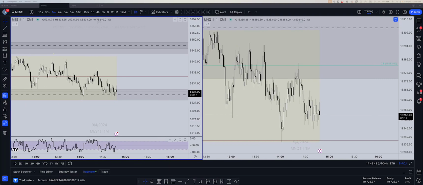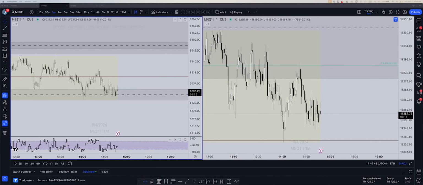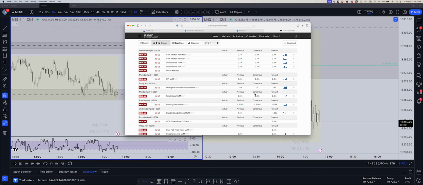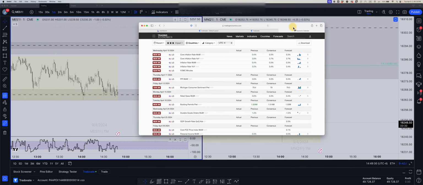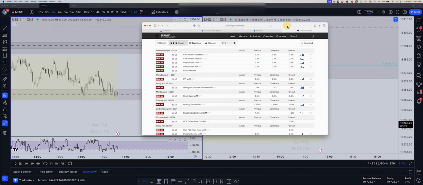All right, y'all. It is now 2:48 and price action is being very weird. I don't like the way that price is moving. And tomorrow we got core inflation rate month over month at 8:30. 8:30 is packed, and then 2 p.m. So I don't want to trade anymore.